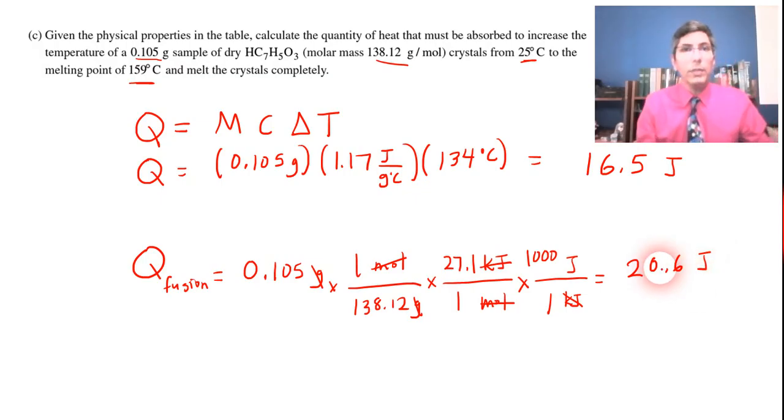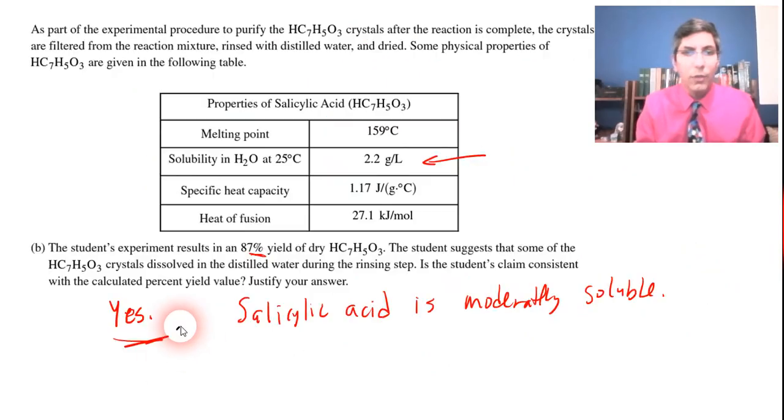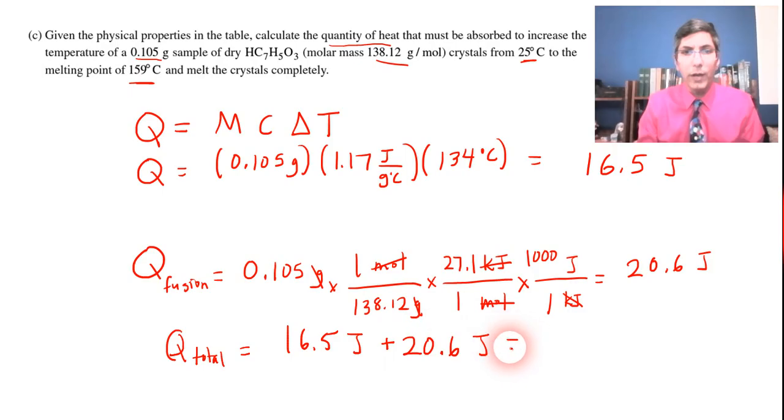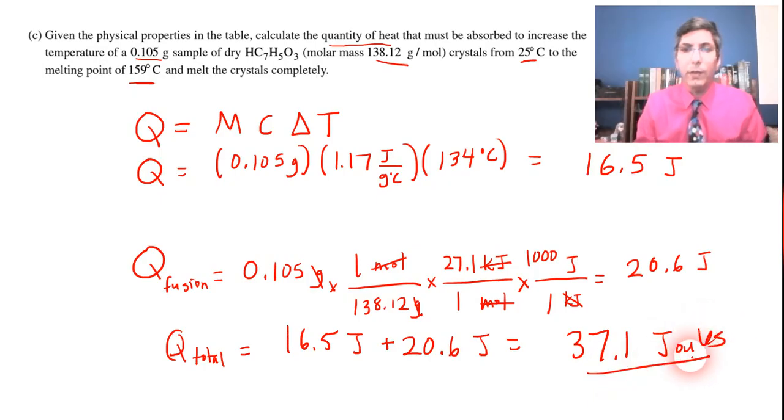So now the question is, what's the total quantity of heat? So I actually have to add these two together. So the total Q here, the total heat, is just adding those together, the 16.5 joules plus 20.6 joules. And so when I add those together, I get about 37.1 joules. And so that's my answer for part C.